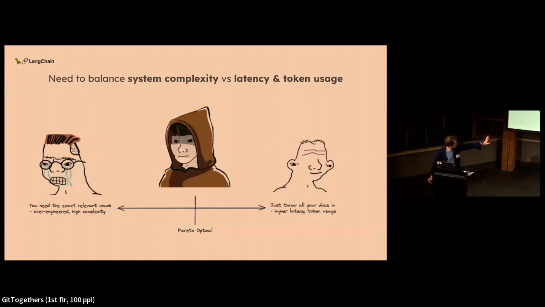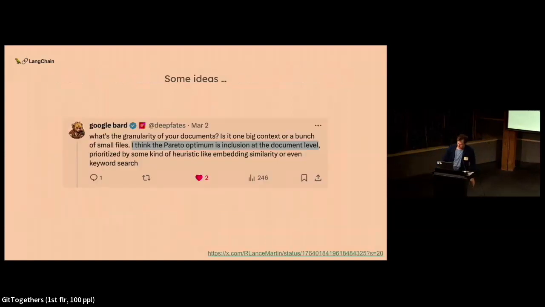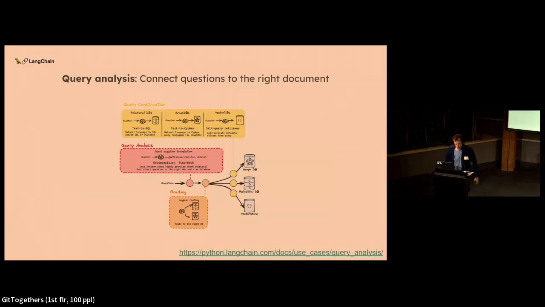So again, I think something in the middle is a Pareto optimal way to do it. And one idea, I put this out on Twitter, I think this is a sane take, is to maybe think about inclusion at the document level rather than the document chunk level. And I'll walk through some ways I think that might work.